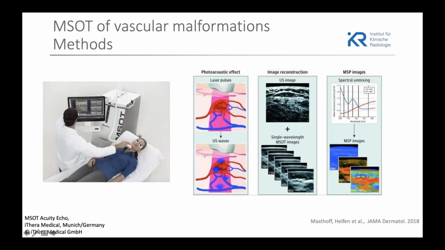So we scanned, as I said, with the MSOT Acuity Echo, did go with the probe for the lesion and always the contralateral healthy side of the patient to compare the lesion parameters with healthy tissue.